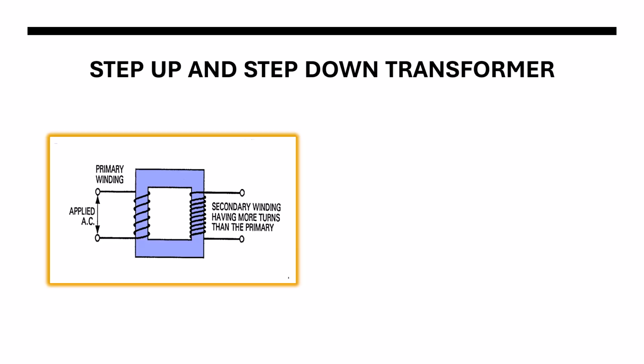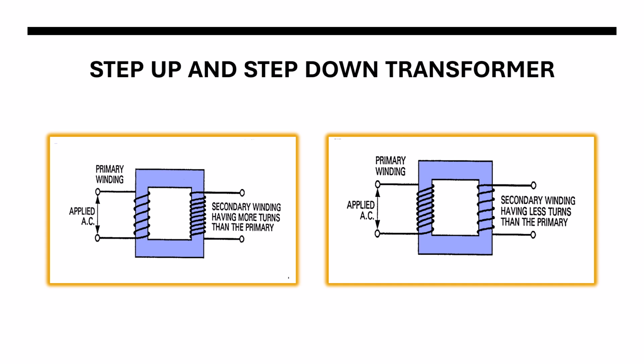Let's have a look at this picture. Here you can see the number of turns in the secondary winding is more than the number of turns in the primary winding. So here the voltage is stepped up. In the next picture, the number of secondary winding turns is less than the number of turns in the primary winding. So here the operation is step down operation.